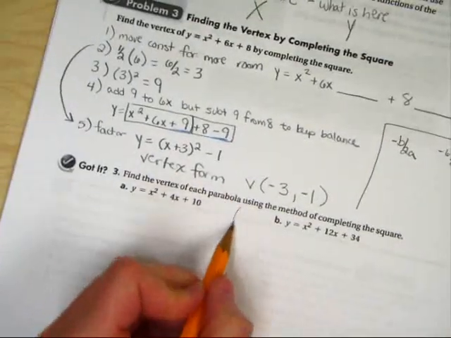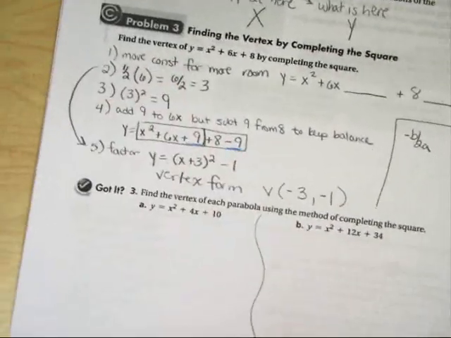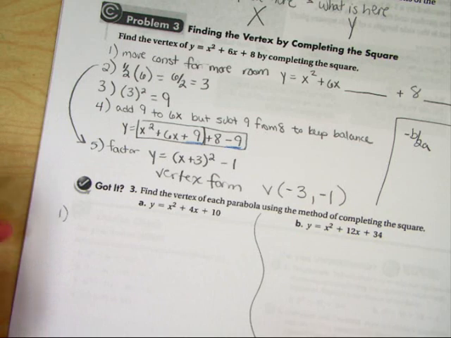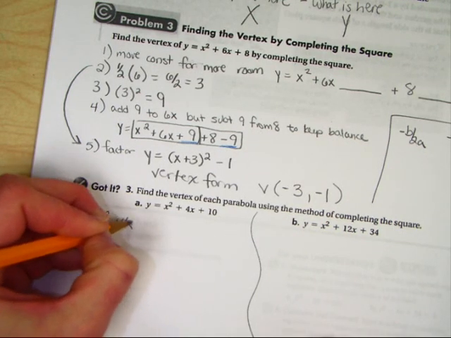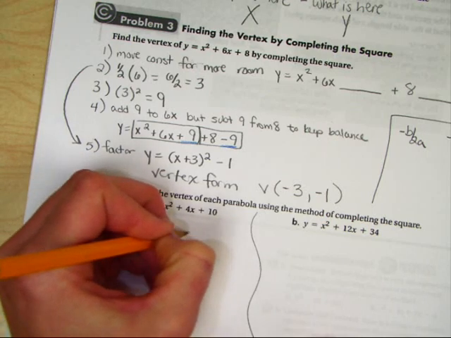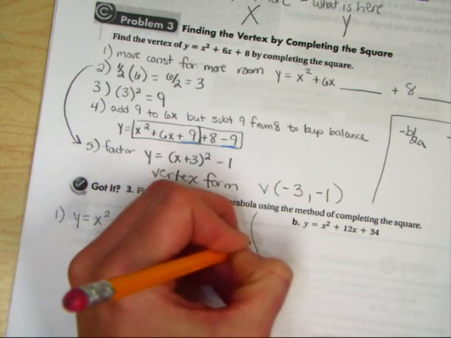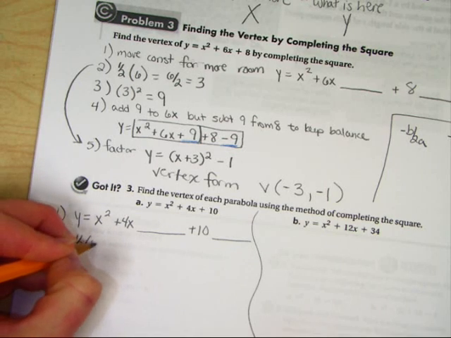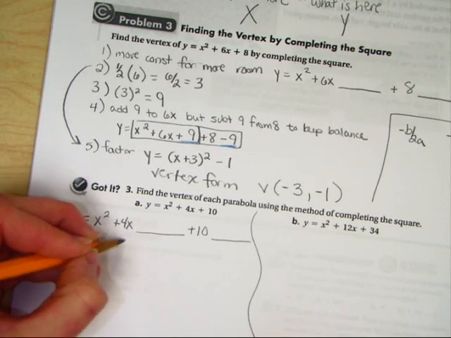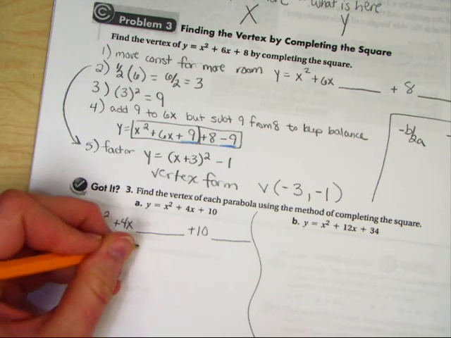Let's try this 2 more times. Follow your steps from above. Step 1, move your constants so you have some more room. x squared plus 4x, leave a blank, plus 10, leave a blank. Step 2, take half of your middle term. Okay, so that's going to be 4 over 2, and that will equal 2.